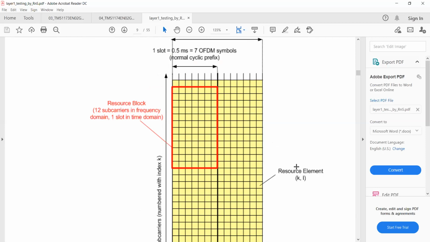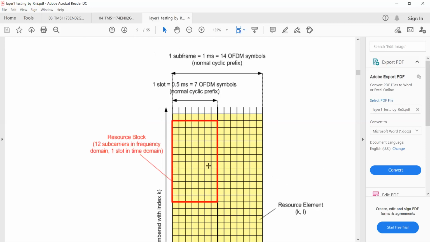When we calculate throughput, how much throughput we can get in LTE, that comes into the picture, whether you are using 7 OFDMA symbols or 6 OFDMA symbols. Okay, noted down. We have discussed OFDMA and frame structure. Let's discuss SCFDMA.